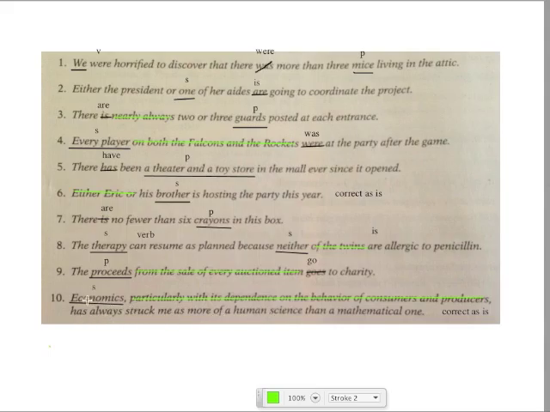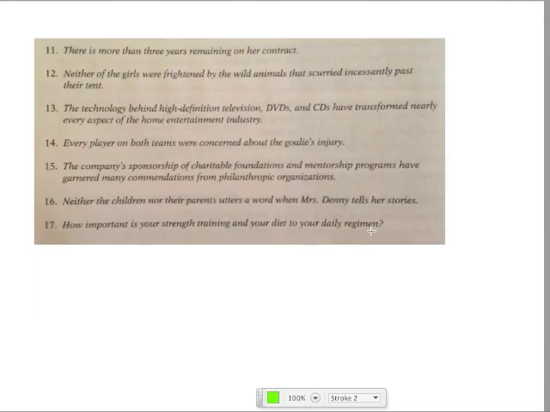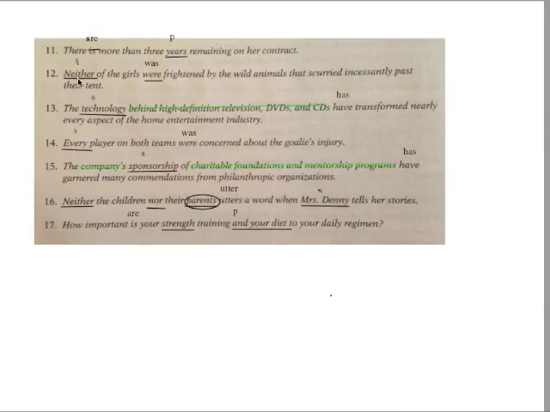I have exposed my subject and my verb by trimming out unnecessary phrases and clauses, and I identified this as correct as is. Okay, I have another 7 for you to try. Pause the video, please, write out the sentences, identify subjects and verb, trim out if necessary, and correct if necessary. Okay, let's go through this one here. The original statement was there is more than 3 years remaining on her contract. The subject is years and it's plural, so you want to change is to are.